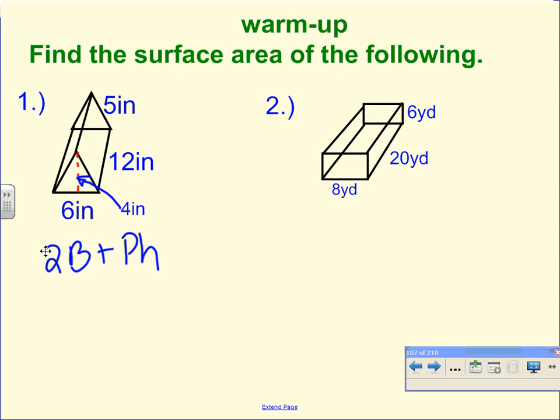Okay, so remember, the height is the height of the prism. How tall is it? Not this height. It's how tall the prism is. So not this 4. In this case, it would be the 12. So remember, it's how tall the prism is.